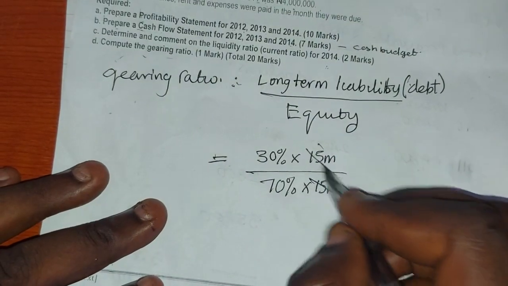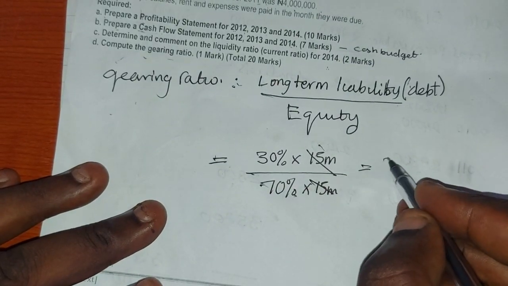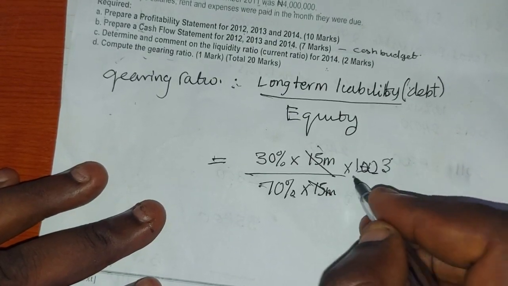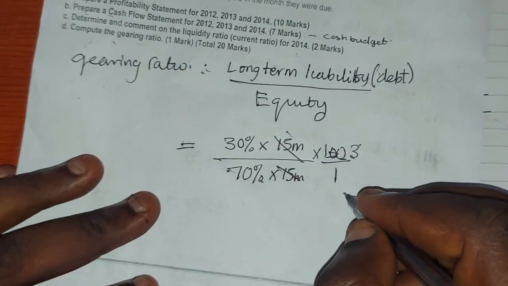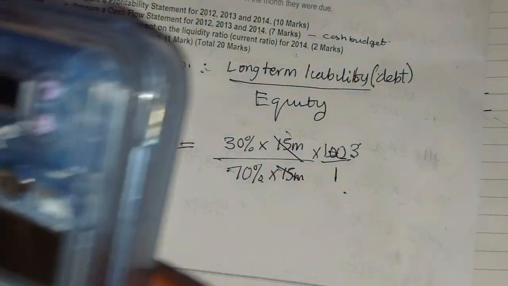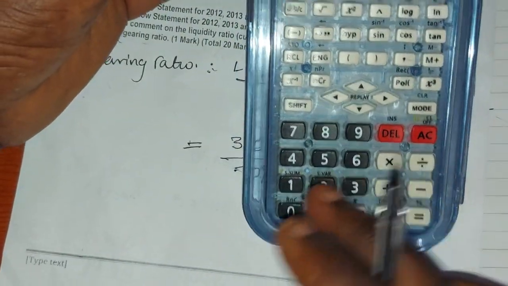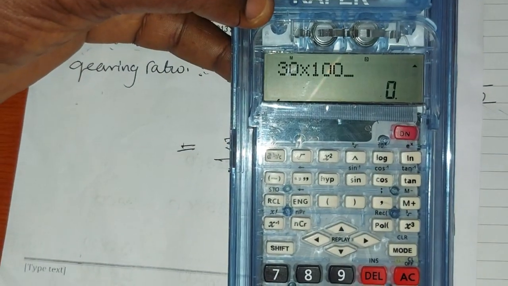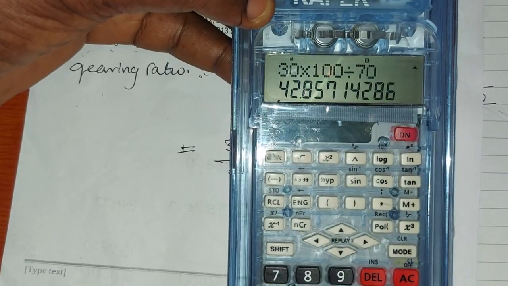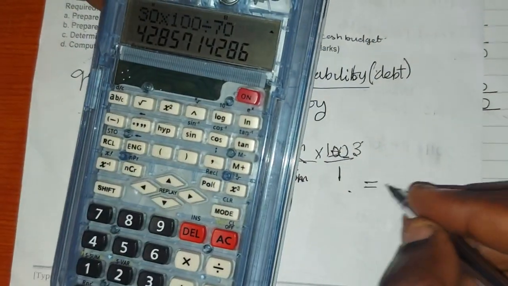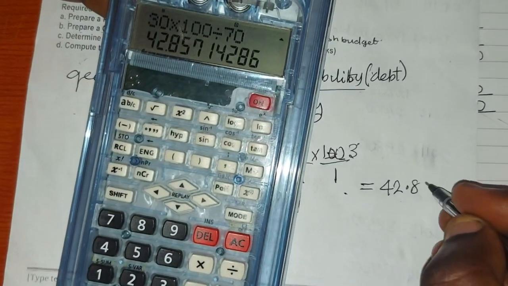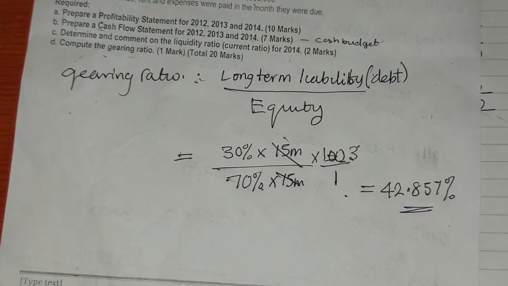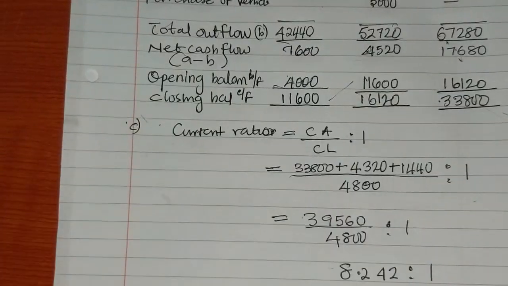Okay, when you cut, what do you have, which is 3 times 100 over 1 times 100 over 1. So what do you have? That is 30 times 100, 30 times 100 divided by 70, and that will give you 42.857%.